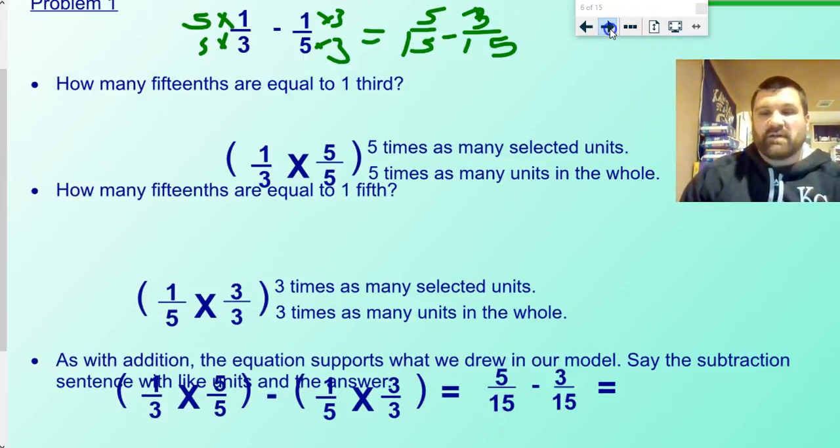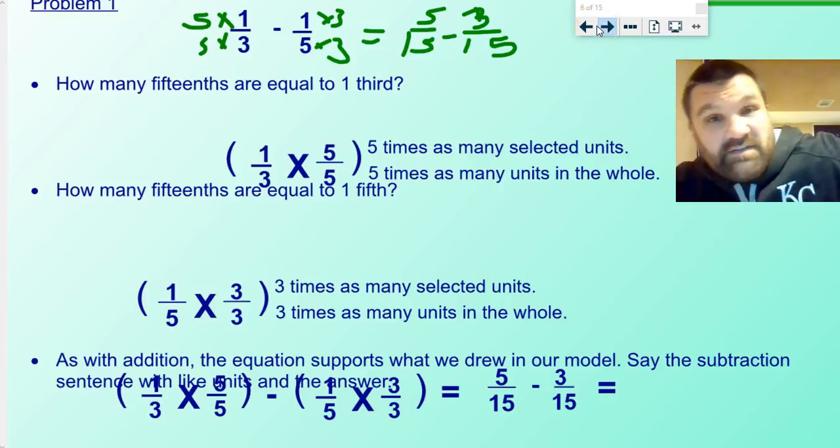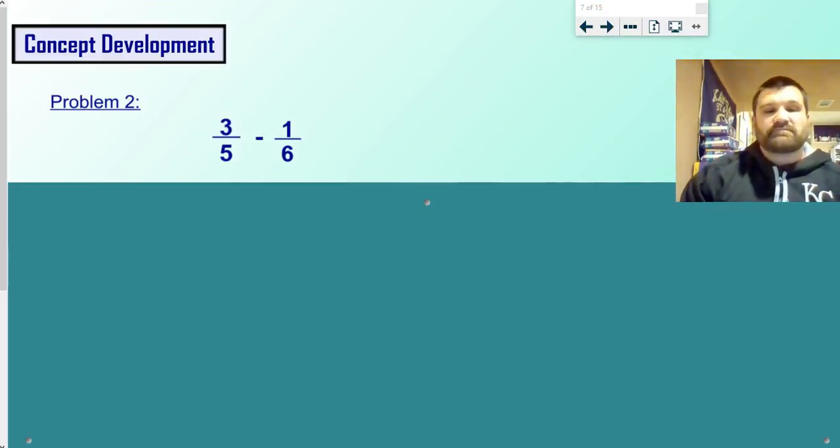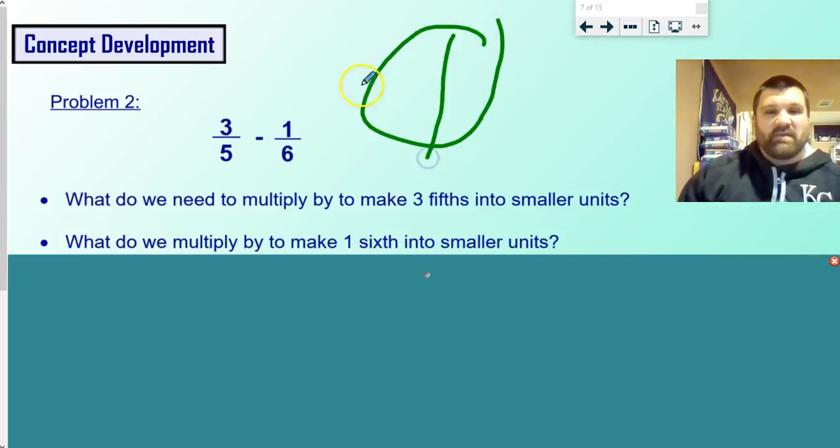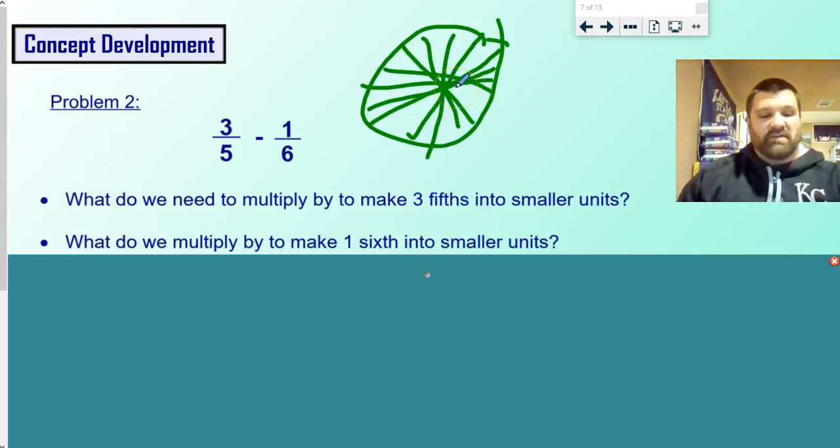So let's move on. Let's try to practice this one. Okay, this is a pretty easy one, so we should be able to move right through. So now we have 5 minus. What do we need to multiply by to make 3/5 into smaller units? So you're saying right now, you're like, Mr. Runyan, this is a pretty small unit right now. It's not a whole. Yeah, but we can make it smaller, right? And by smaller, I mean you take that slice of pizza like this, okay? And normally, all pizzas are split up into 8 like that, but you could make it into smaller pieces just like that. So that's what it means by smaller units.